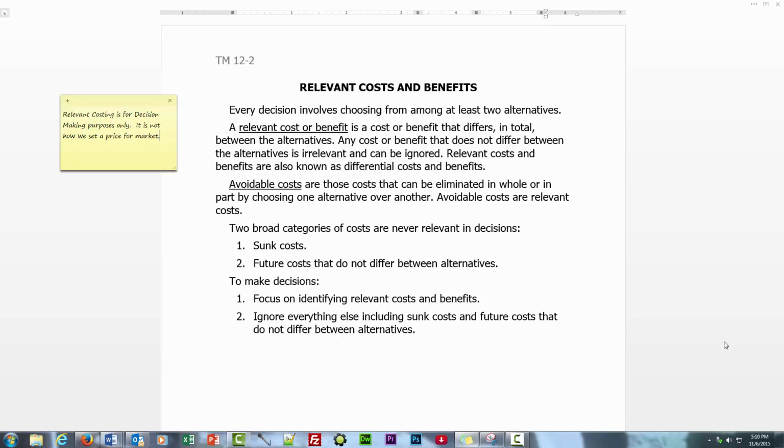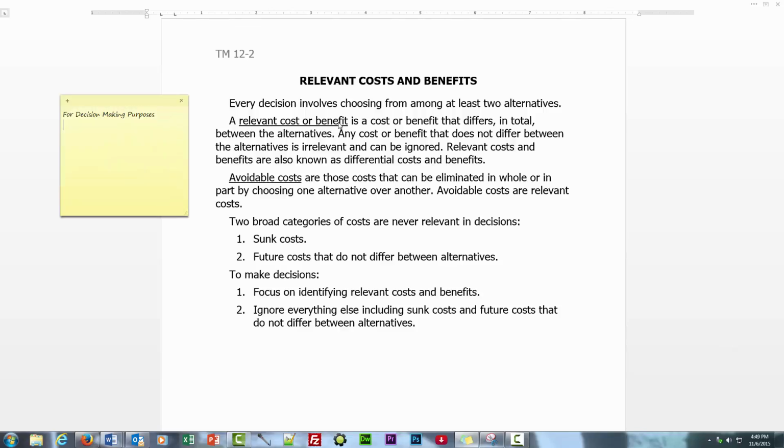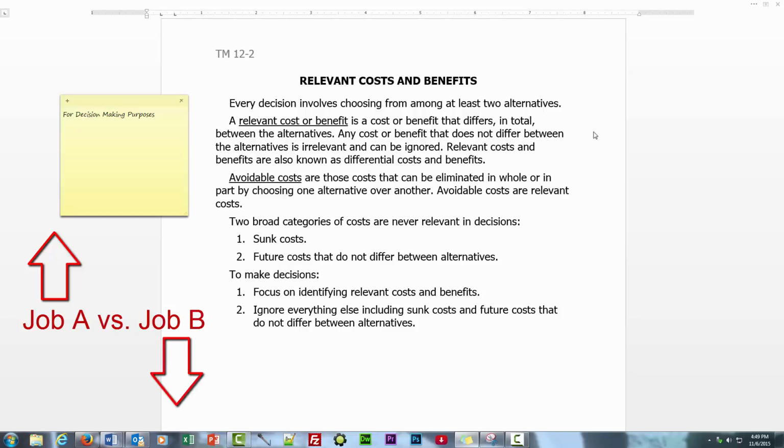The first definition then is that a relevant cost or benefit is a cost or benefit that differs in total between alternatives. Any cost or benefit that does not differ between the alternatives is irrelevant and can be ignored. For example, if I'm trying to decide which is a better deal, job A or job B, and job A is 60 miles in one direction and job B is 60 miles in another direction, the cost of driving there is not relevant because it's present in both situations.